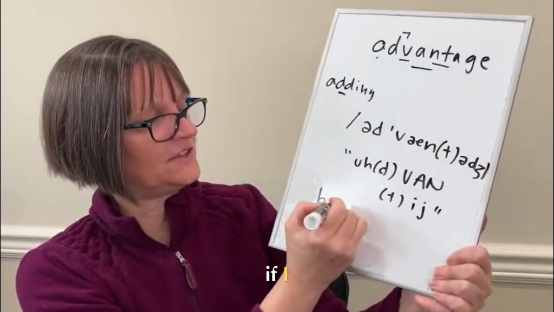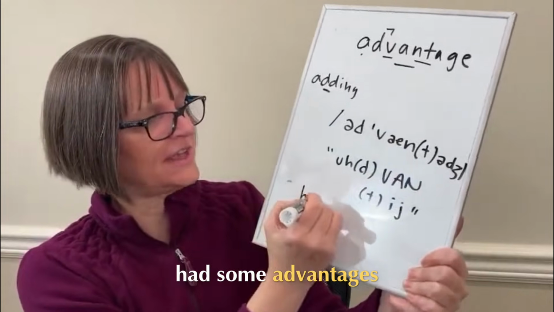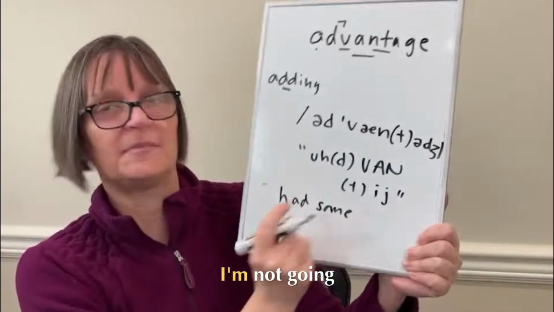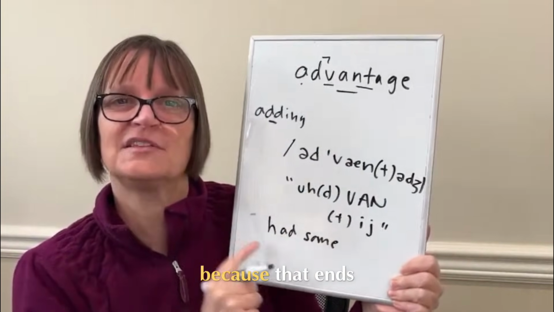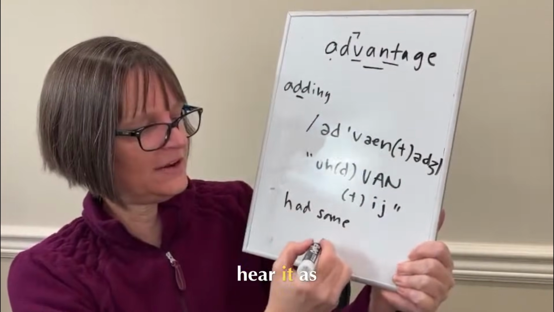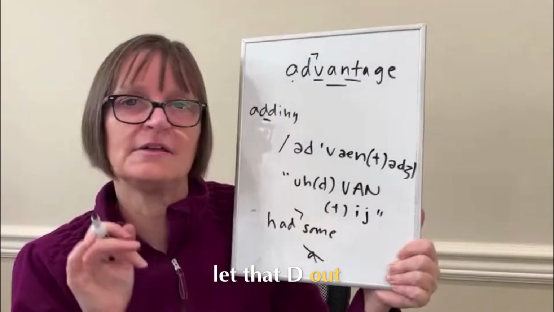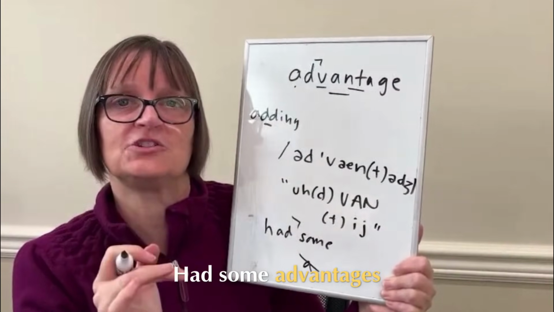So if I said, for example, had some advantages, had some, same thing. I'm not going to do had some, because that ends up sounding like an extra sound, like had some. People might hear it as had a son rather than had some. So you don't let that D out, had some advantages.